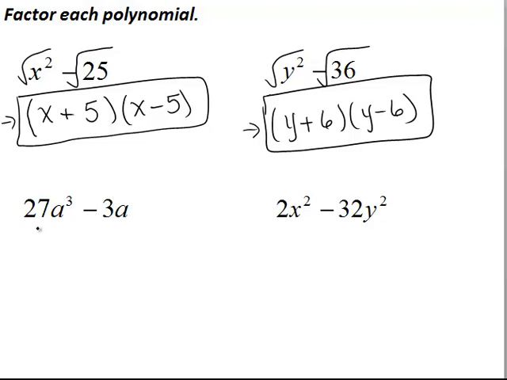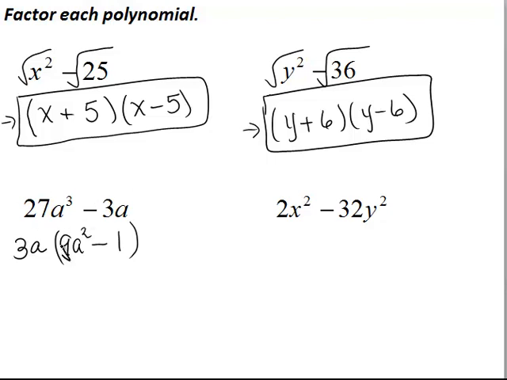Now, looking at the next part. First, see if you can factor out a greatest common factor for this. Well, we notice here that for 27 and 3, the greatest common factor is 3. And for a cubed and a, the greatest common factor is a. So then what we're left with inside is 9a squared minus 1 inside the parentheses. Again, if you were to distribute this in, you'll get 27a cubed minus 3a.